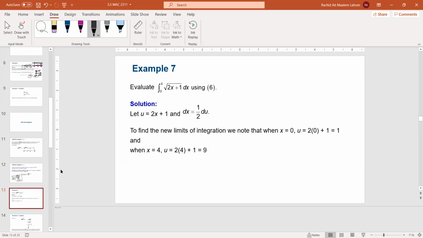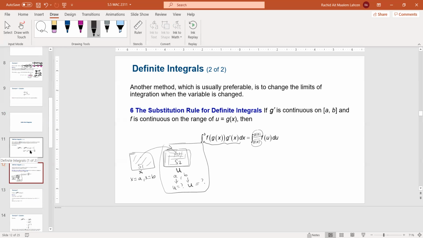So here is an example. We have just the square root of 2x plus 1 dx, from 0 to 4. And of course, we can use that number 6 if we go back to it.